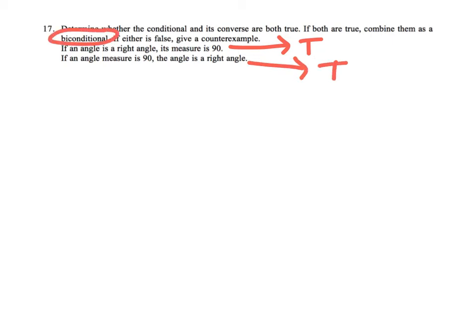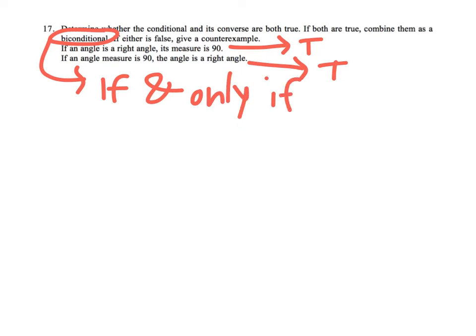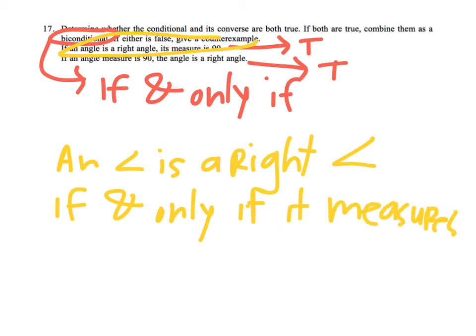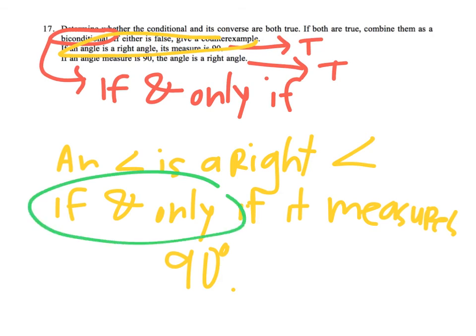So since they're both true, we're going to write them as a biconditional. Remember, a biconditional uses the phrase if and only if. So my statement would be, I always like to pick the first one: an angle is a right angle if and only if it measures 90 degrees. So I just took that first statement. I got rid of if, and in place of then, I put if and only if. That's your answer.